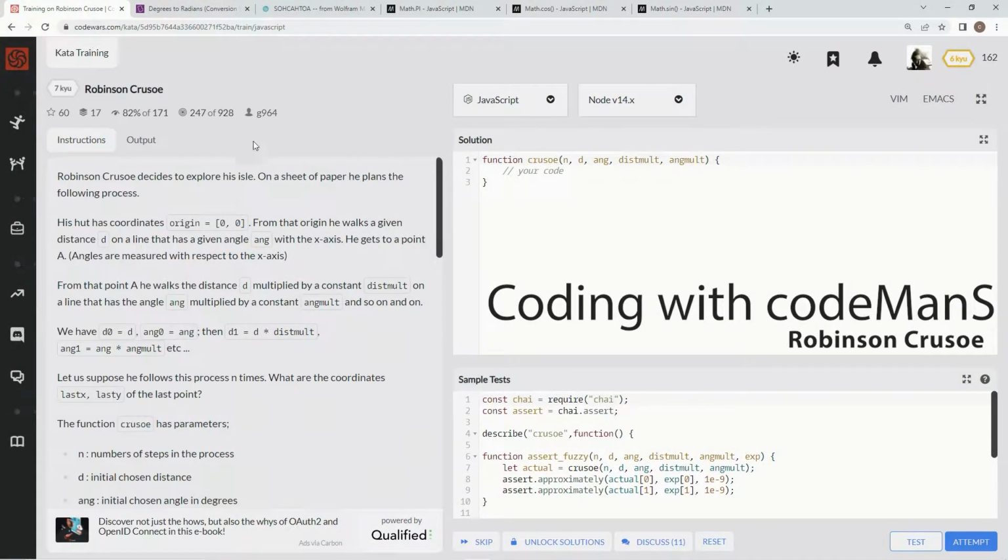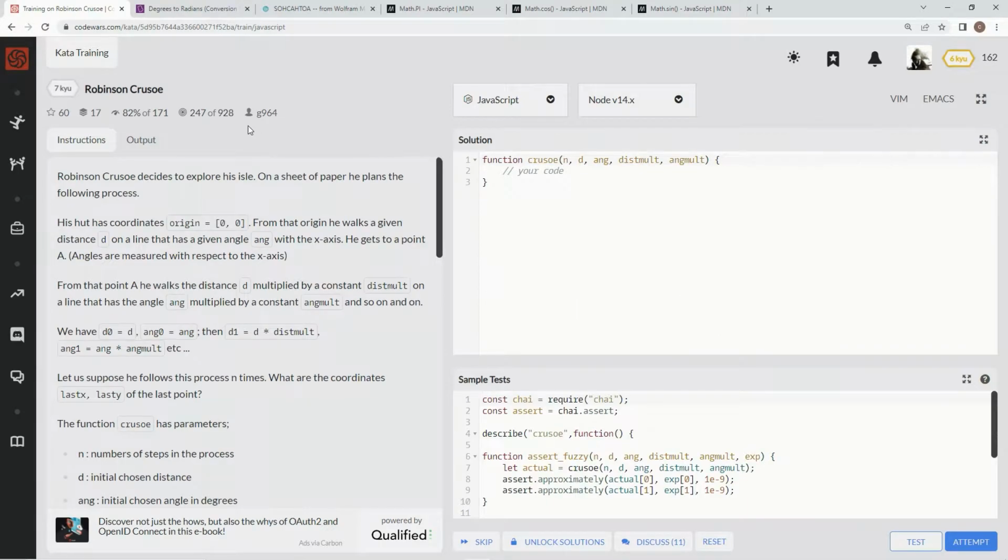Alright, now we're doing 7Q, Robinson Crusoe. This is by G964 and 82% of people like it. So Robinson Crusoe decides to explore his isle. On a sheet of paper he plans the following process.